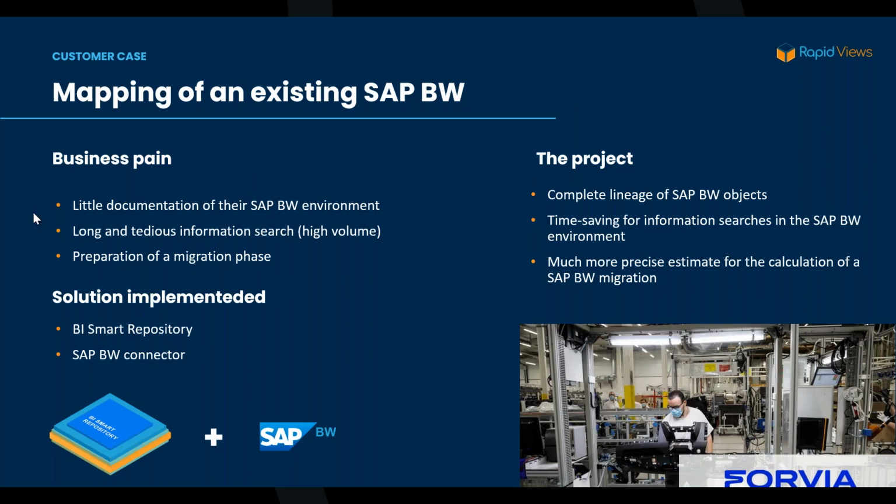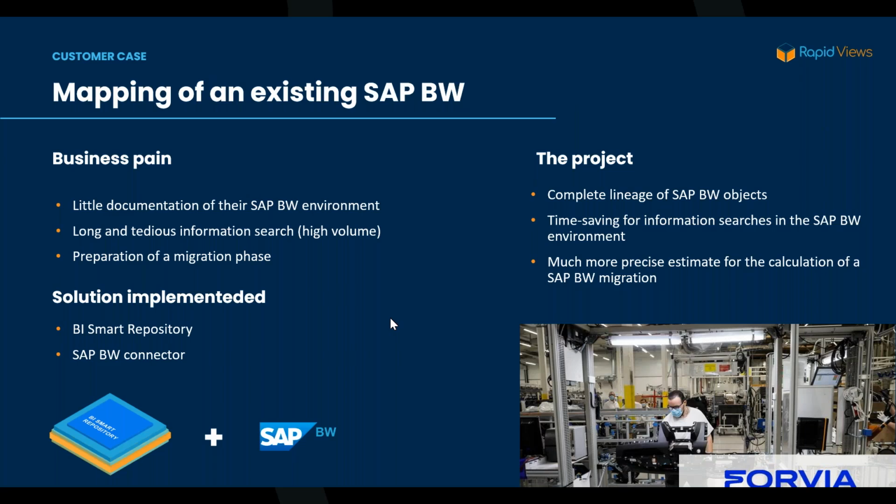So before migrating, they want to audit and know how to maybe not migrate everything, only what is actually used. Okay, so we have implemented BI Smarter Story and the BW connector. In just a few days, they have a complete lineage of the BW objects. So it's really fast, and they have the information.